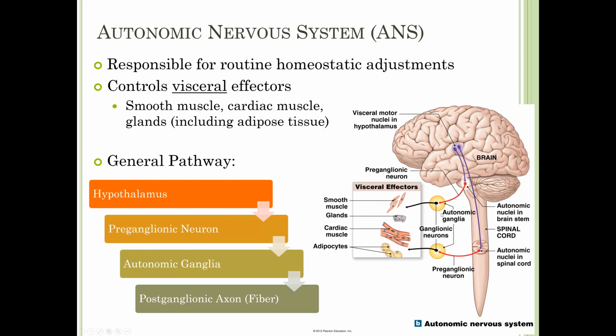So we do have a neuron that is in these ganglions or ganglia, and that is the black neuron here. That would be called the ganglionic neuron. And then these neurons are going to have an axon that's then going to go out to an effector, and that axon is called a postganglionic axon. You may also see it referred to as a postganglionic fiber. So that's the general pathway from the hypothalamus to a preganglionic neuron to the ganglionic neuron, and then the information is going to go out through the postganglionic axon.